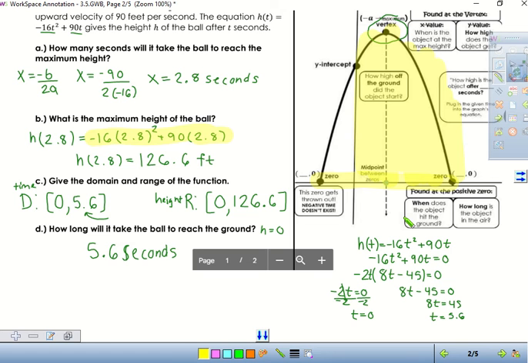So that's where the ground is. That's what this is doing, yeah. But why do you start at the y-intercept? Because when I'm throwing the ball, I'm not on the ground. You know what I'm saying?